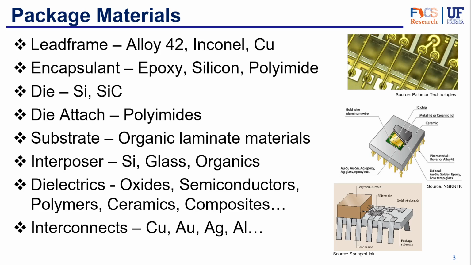For the interposer, this is a topic we've covered before and mentioned several times. It's usually silicon, but it can be a glass or organic interposer as well. In terms of dielectrics, we can look at oxides, semiconductors, polymers, ceramics, composites. And in terms of the interconnects, we want conductors, so we'll use copper or gold mainly. And copper has been overtaking gold because it's cheaper and also a really good conductor. But sometimes we can also see silver or aluminum, especially on applications that are not so high end.